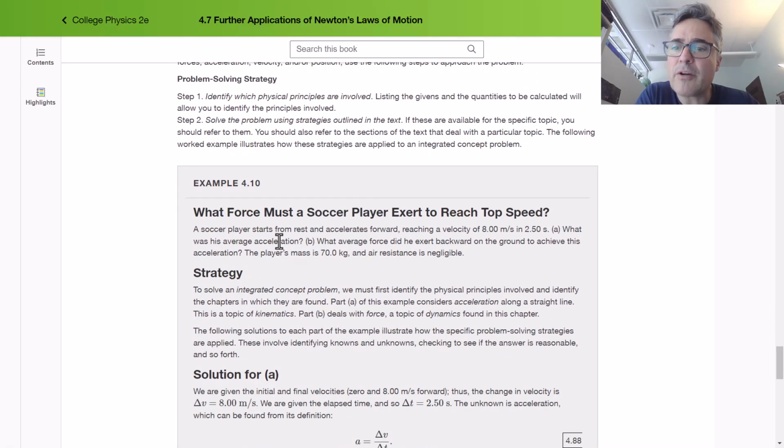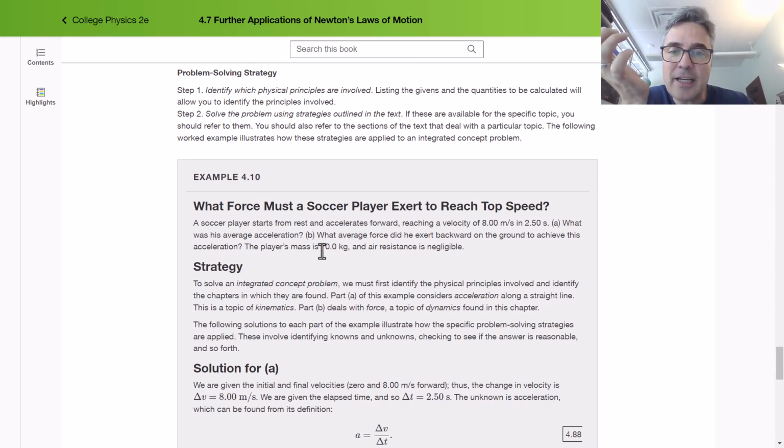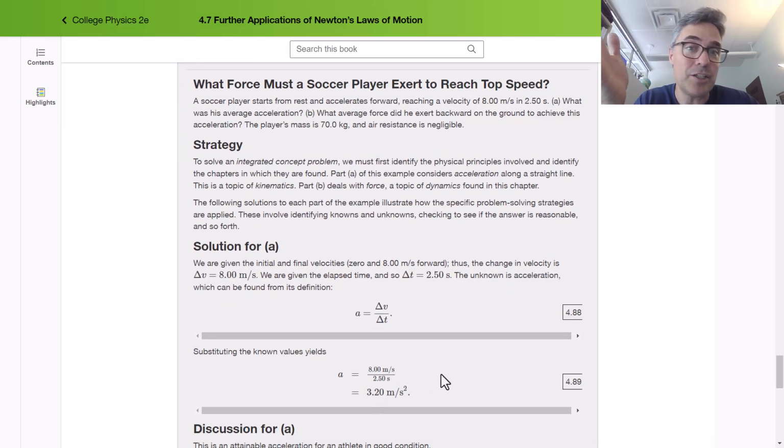And the last example here is the soccer player who starts from rest and reaches a velocity of 8 meters per second in 2.5 seconds. It asks, what average force did he exert backwards on the ground in order to achieve this acceleration? So this is combining stuff from chapter 2 and now chapter 4. So you use chapter 2 stuff to figure out the acceleration. You know the change in velocity and the time, so you use one of those equations.